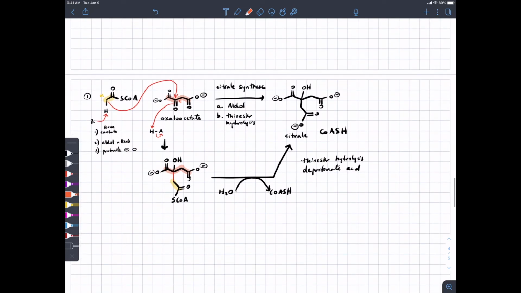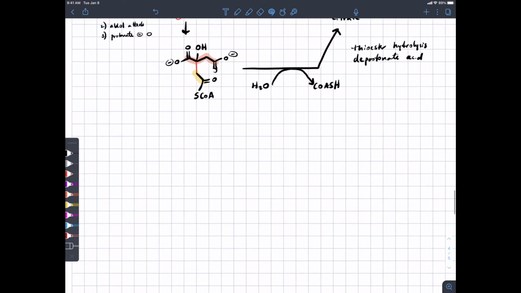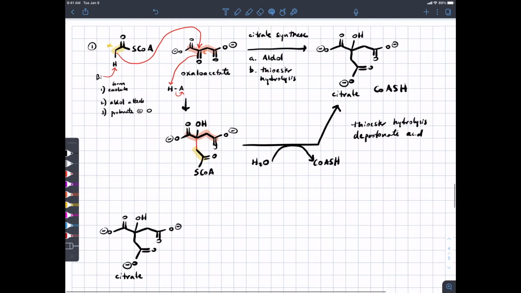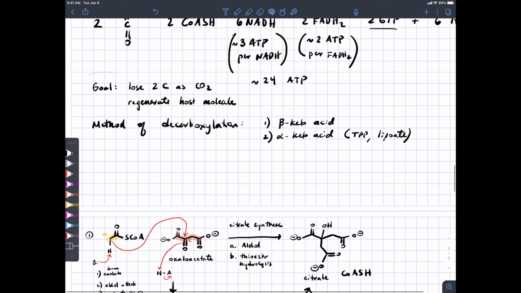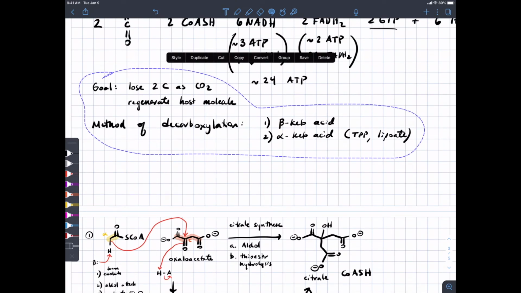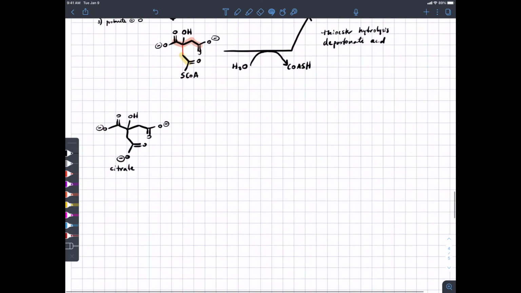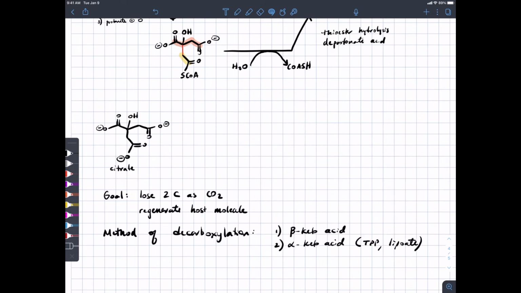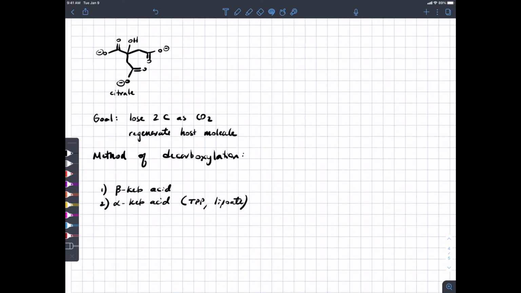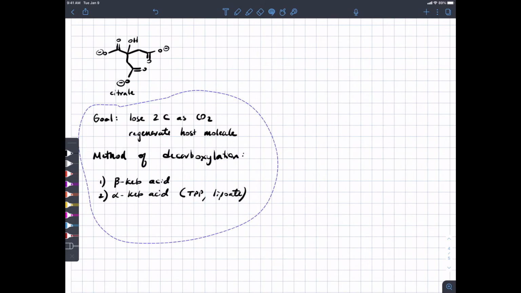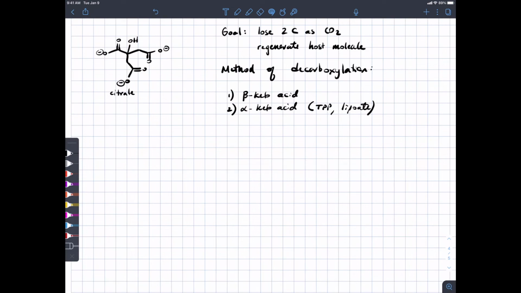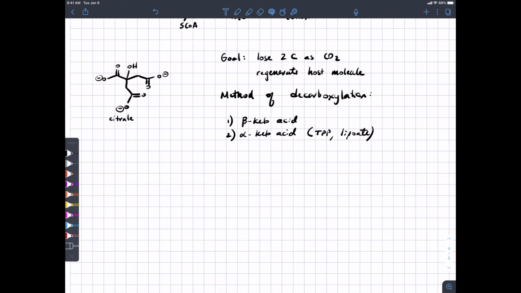All right. Now let's look at the citrate molecule. And let's, again, remind ourselves of our goal. We want to lose 2 carbons of citrate as CO2, and we want to regenerate oxaloacetate. The methods we have for losing CO2 are either regular decarboxylation of a beta keto acid or oxidative decarboxylation of an alpha keto acid.